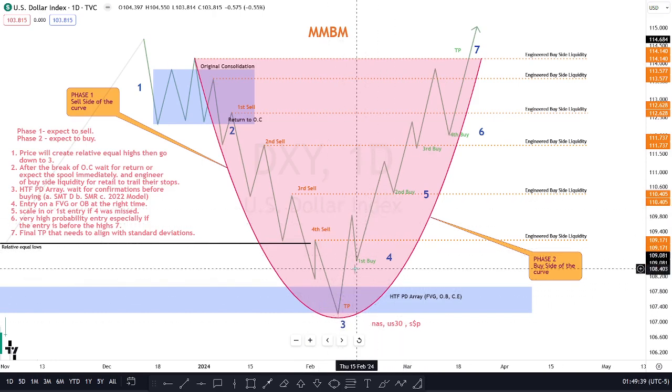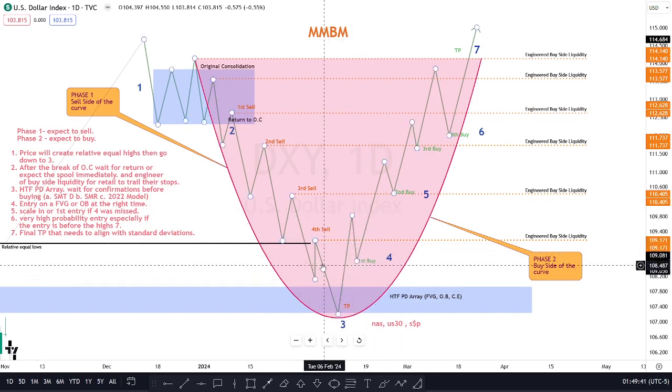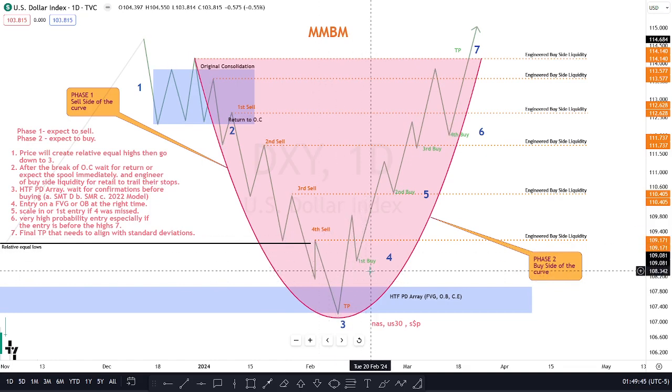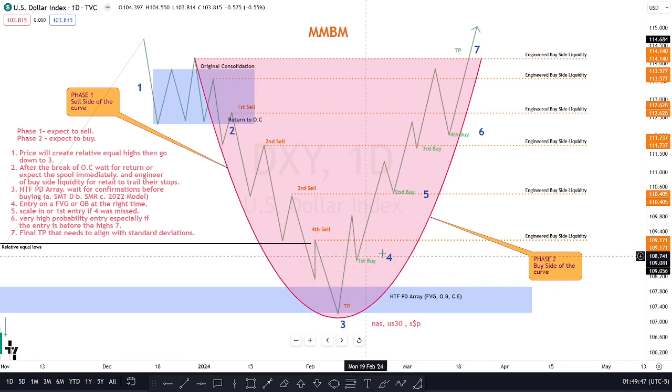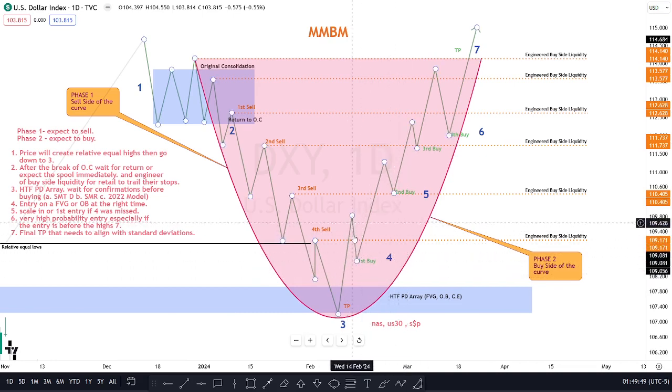Then the market comes into a fair value gap or an order block, which is a breaker, which is a mitigation, which is a power of 3. Then when you see that happening, what do you do? You take advantage of that. This is your first stage accumulation. This is your first entry.